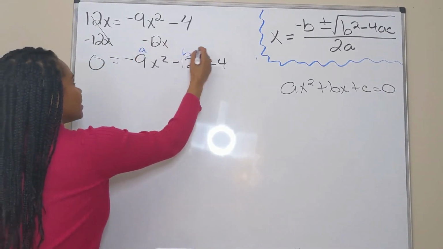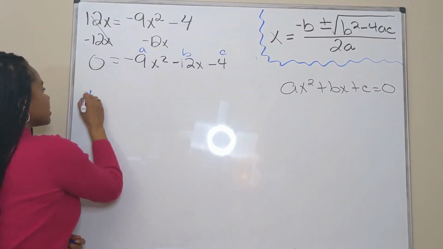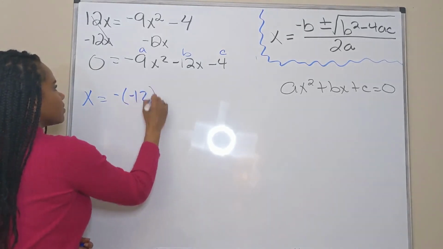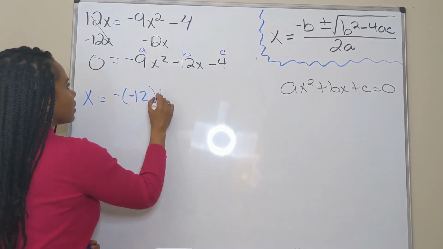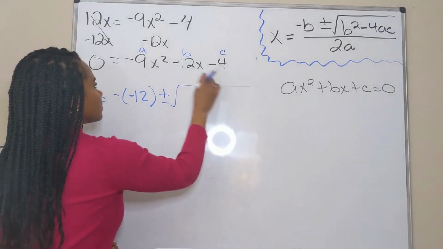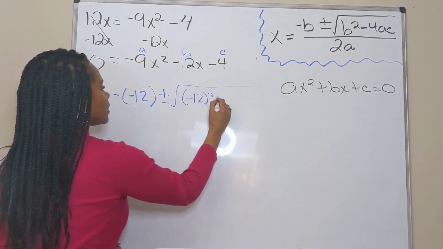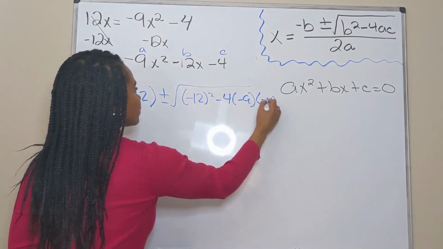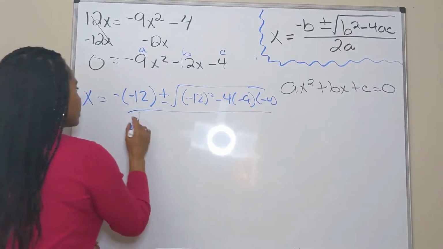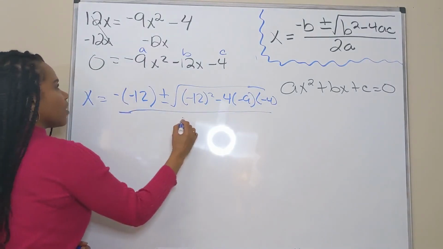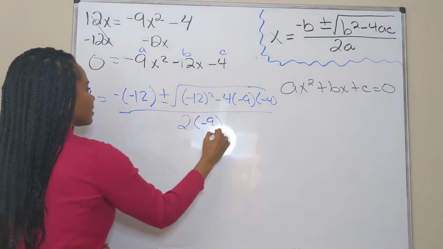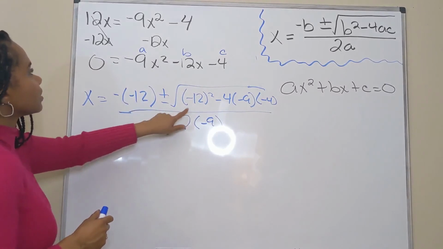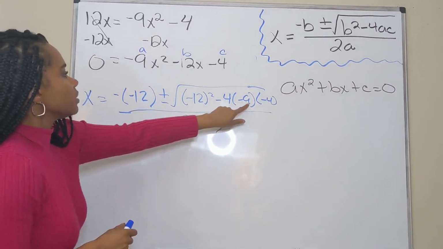A, B, and C. So that's x equals negative b, so negative times negative 12, plus or minus the square root of b squared, so negative 12 squared, minus 4 times a, which is 9, and c, which is negative 4, all over 2a. There we go. I plug everything in correctly. Just double checking.